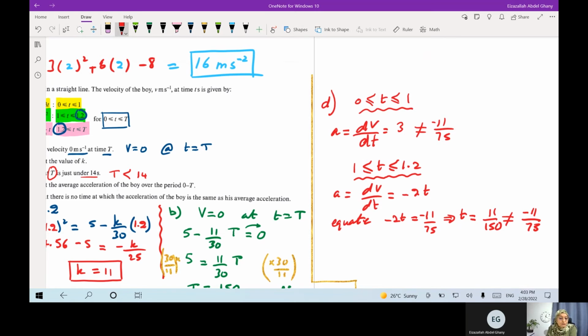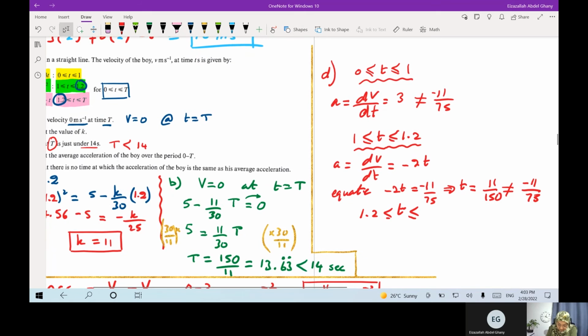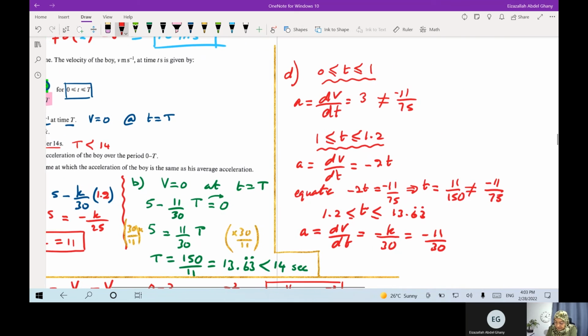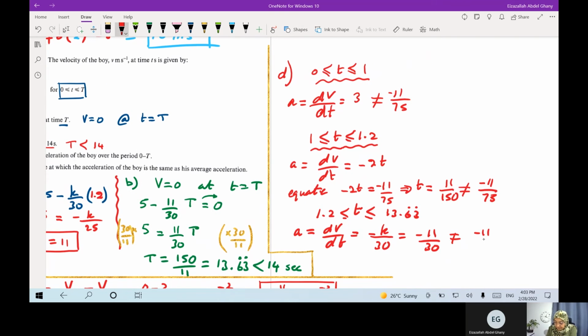So the third stage and the last one is from 1.2 to t. The last stage, t, and we found t already, which is 13.63. Acceleration is the first derivative, which is dv by dt. It will derivate. 5 will be 0, and you take only the coefficient, which is negative k over 30. K, we got it before, which is negative 11 over 30. So this acceleration also is not equal to the average acceleration.